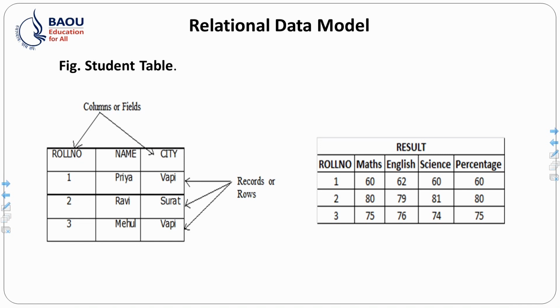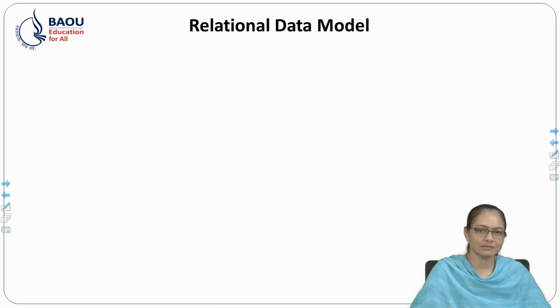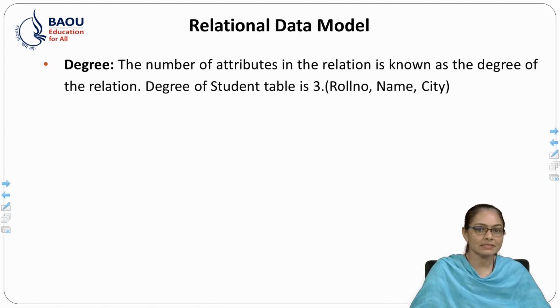So, it is a relational data model. The next terminology is the degree. What is the degree? The number of attributes in a relation is known as the degree of the relation. For example, in a student table there are three columns: roll number, name and city. So, the degree of the student table is 3.